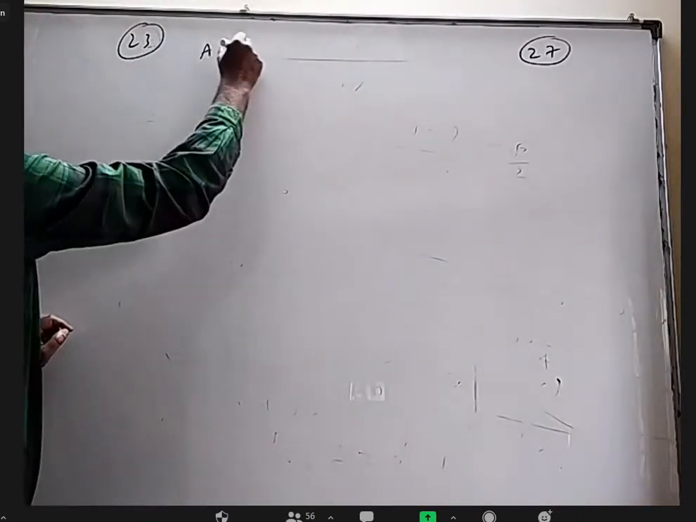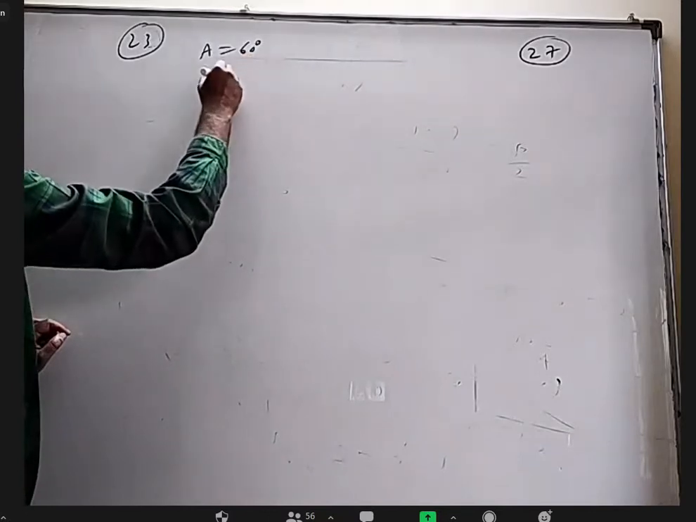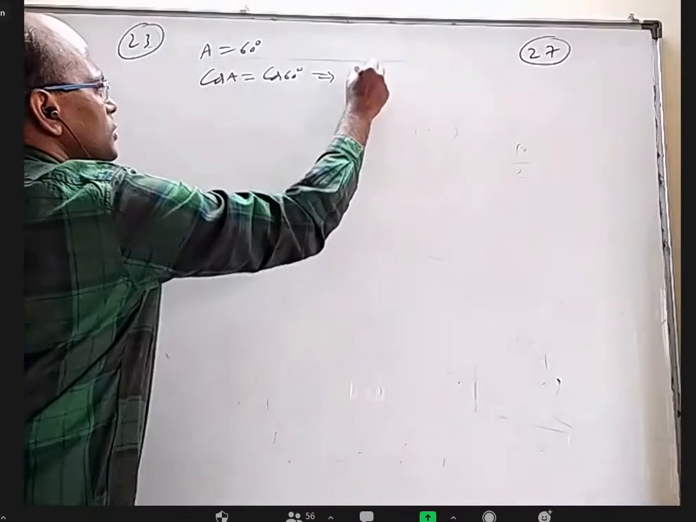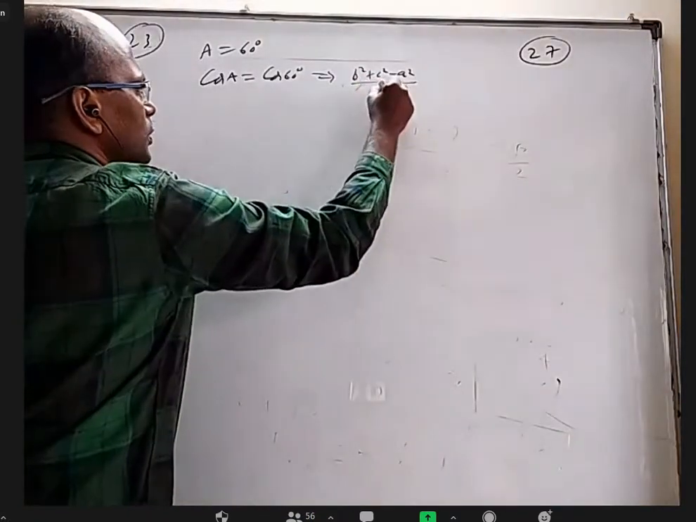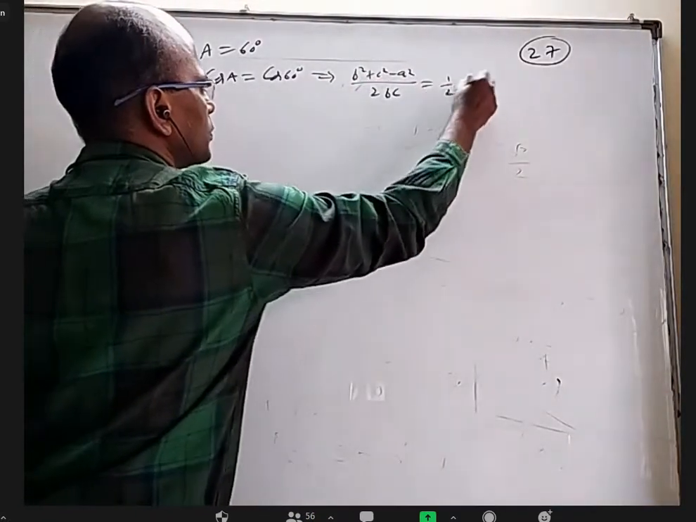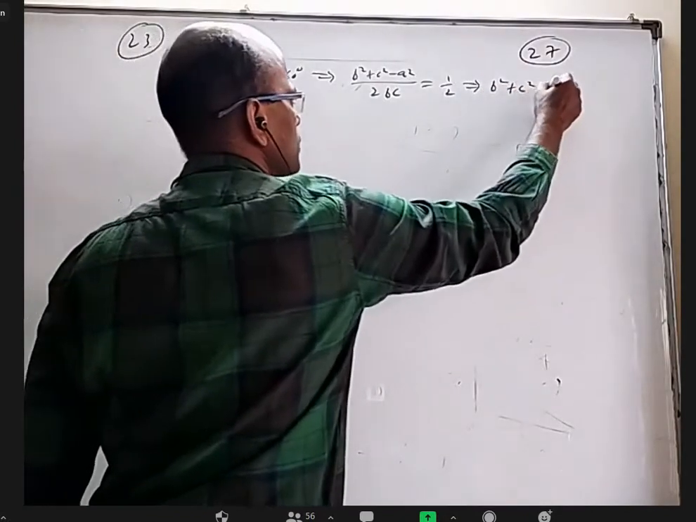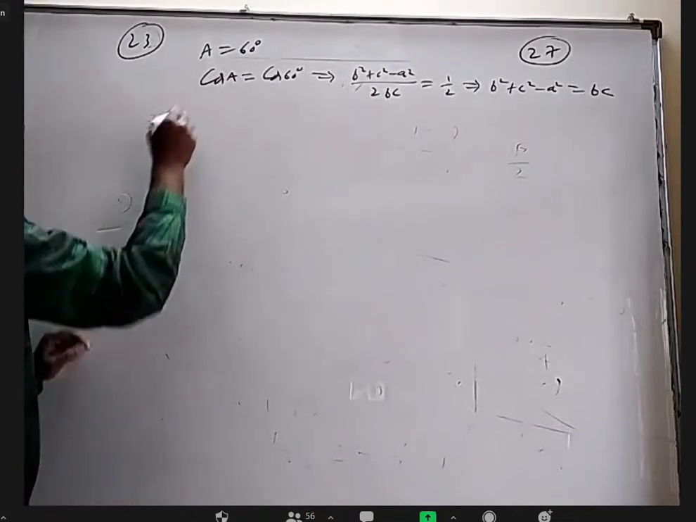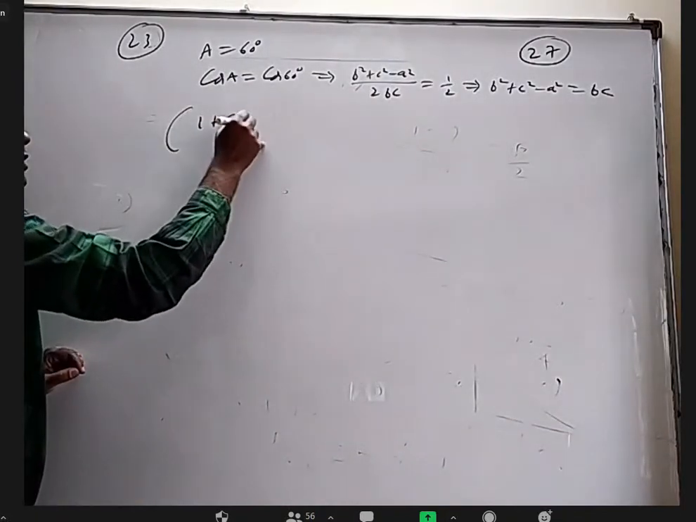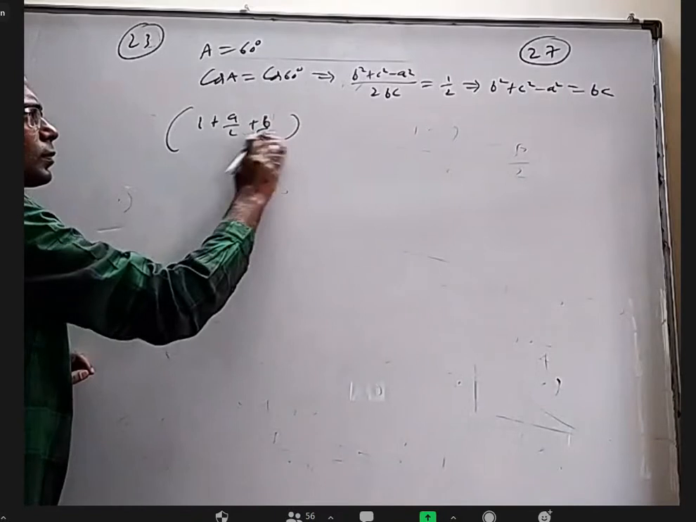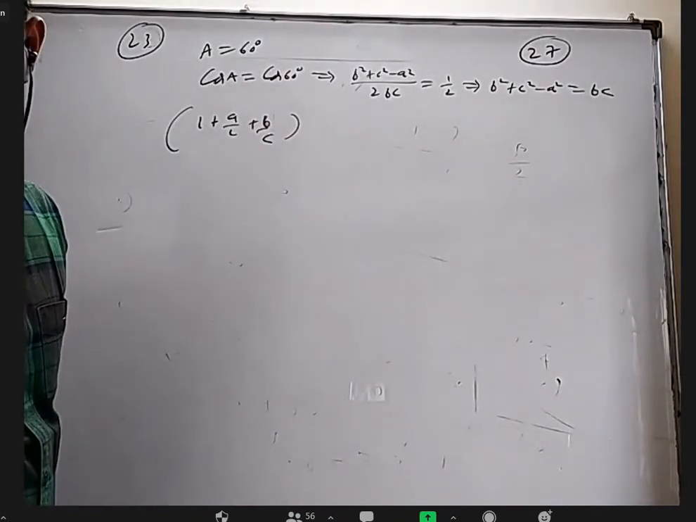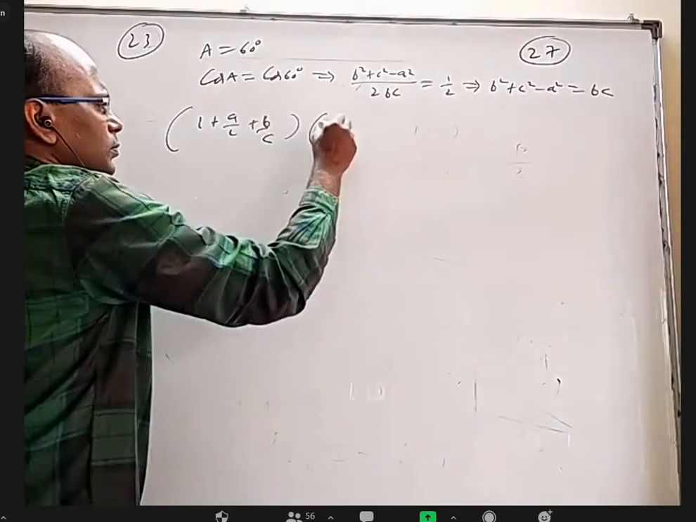Okay, 23. Angle A is equal to 60. I think later on we'll be using cos A formula. That is the cos A result that we get: B square plus C square minus A square by 2BC is 1 by 2. That is B square plus C square minus A square equals BC. Coming to the question, (1 plus A by C plus B by C) into (1 plus C by B minus A by B).